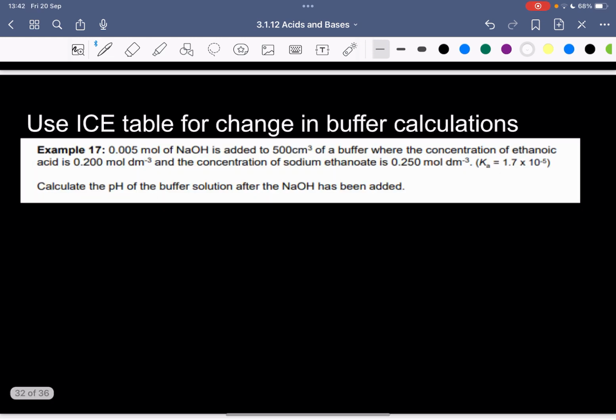Alright, this last question is quite challenging, so pause the video, try yourselves, and play to see the working out. Okay, so we have 0.05 moles of sodium hydroxide added to 500 cm³ of a buffer where the concentration of ethanoic acid is 0.2 mol/dm³ and the concentration of sodium ethanoate is 0.25 mol/dm³. The Ka value is 1.7 × 10⁻⁵. Calculate the pH of the buffer solution after the sodium hydroxide has been added.